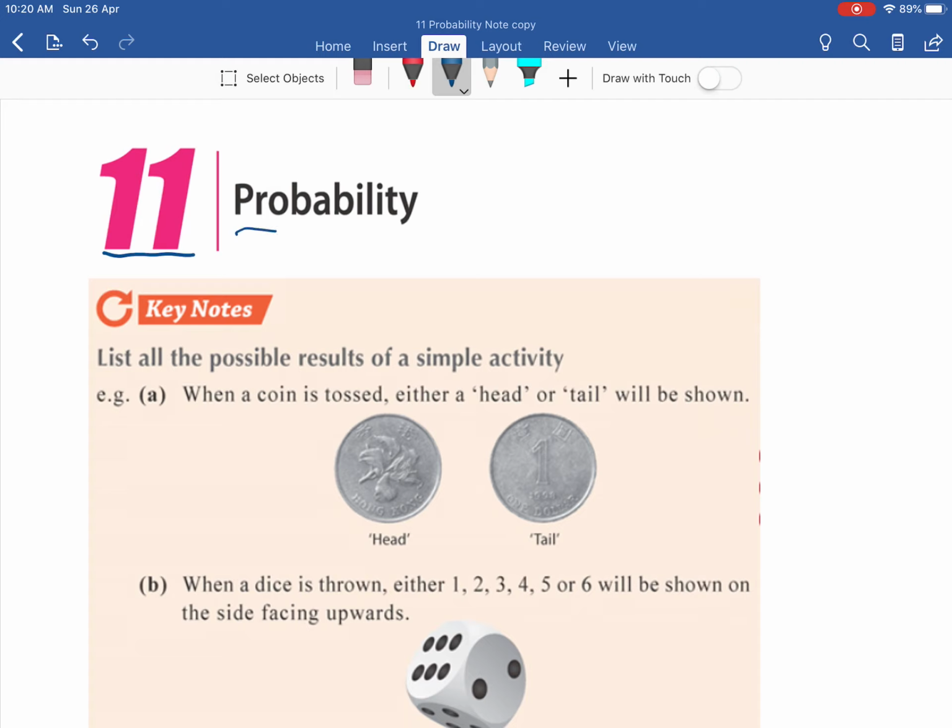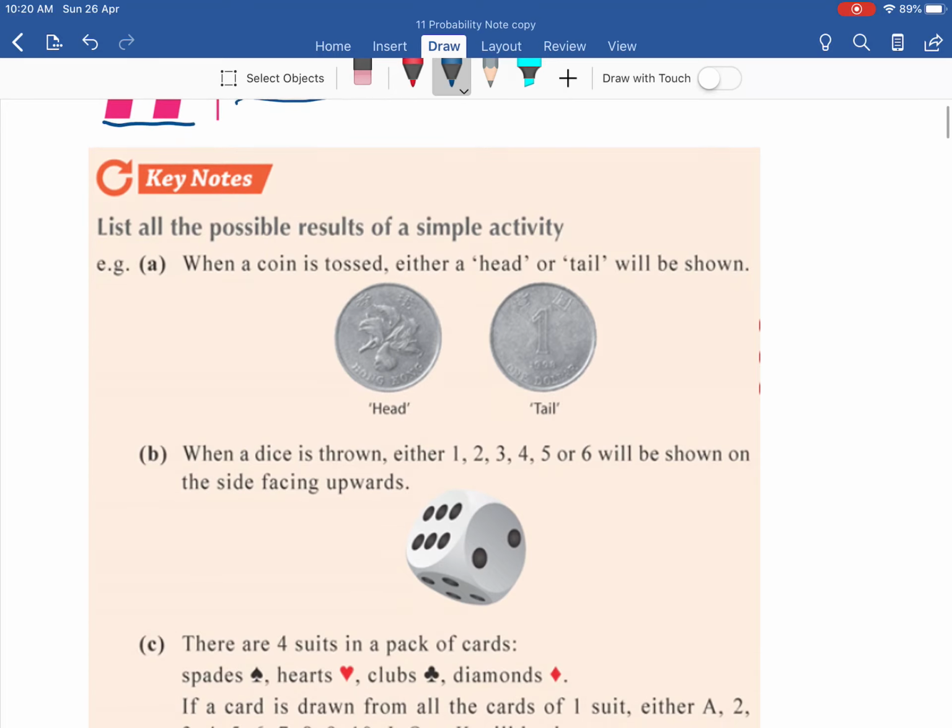Today we are going to talk about a new chapter, chapter 11, probability. It seems that it is an interesting topic, but we are now in Form 3 only. This chapter is very simple and just introduces the idea. And first of all, we are going to learn a lot of terms. Let's see.